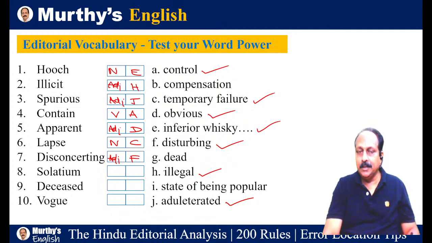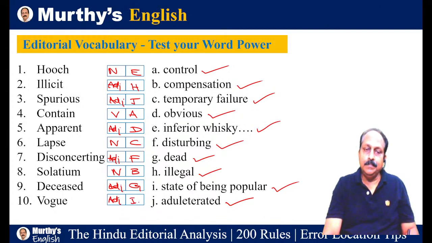Disconcerting development, incident, event. Solatium, part of speech, noun. Compensation, to make someone feel happy about a negative incident. So answer is B. Deceased person, dead or recently dead. So adjective. Deceased person, dead. But generally we say recently dead. Vogue, something in vogue, part of speech, adjective. Meaning, state of being popular, I. Has anyone got all correct?